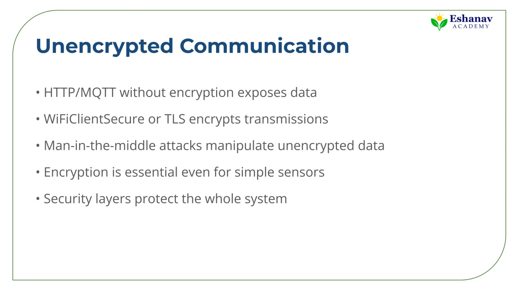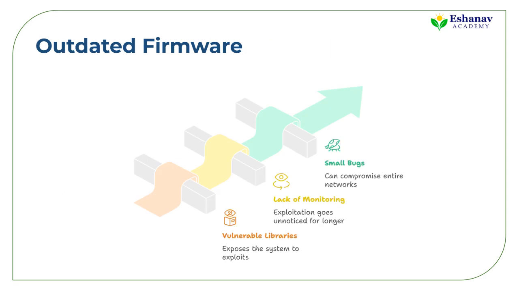Think of encryption as a protective tunnel for your commands and sensor data. Even low-risk devices should use encrypted communication. Security is cumulative. One unsecured channel can compromise an entire deployment. Pause and consider. How would you secure a mixed network of critical and non-critical sensors?